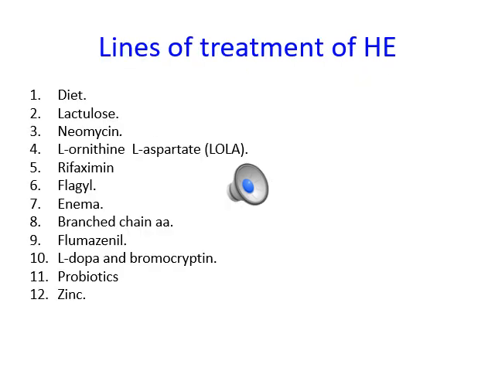Lines of treatment of hepatic encephalopathy include the following: diet, lactulose, neomycin, L-ornithine L-aspartate or LOLA, rifaximin, Flagyl, enema, branched chain amino acids, flumazenil, L-dopa and bromocriptine, zinc, and probiotics.